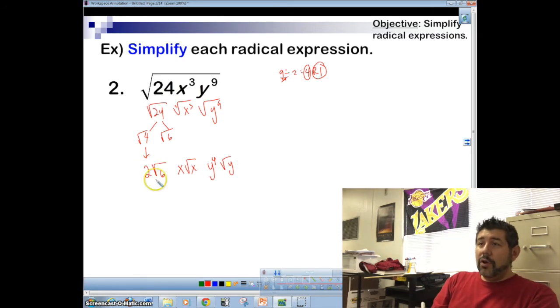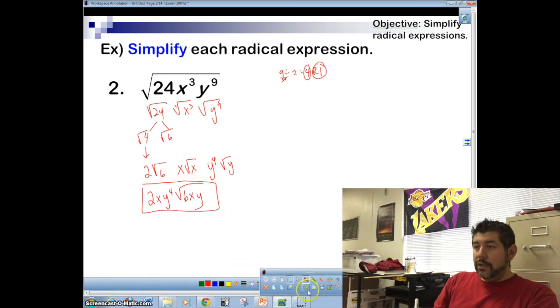All right, so then we're going to put all these together, and we're going to have 2xy to the 4th. Anything that's outside the square root stays outside the square root, and anything inside the square root stays in the square root: square root of 6xy. And that is our answer. All right? Okay, let's take a look at another one.